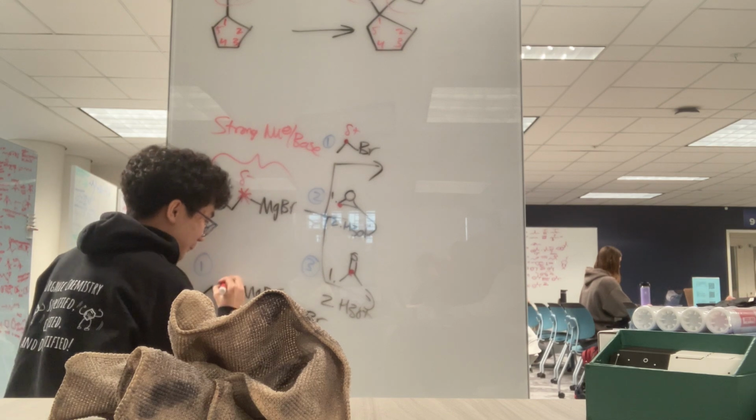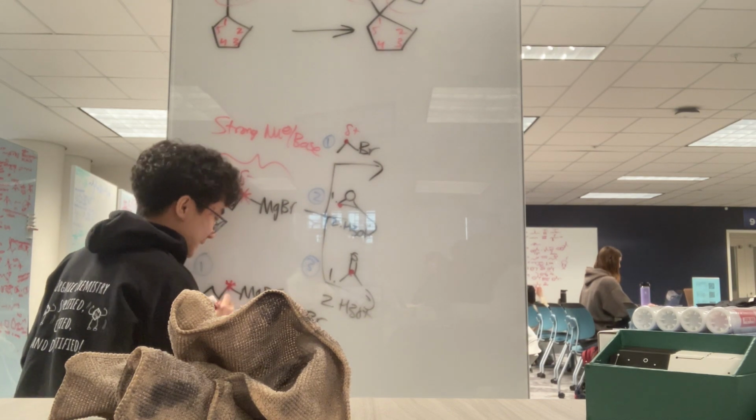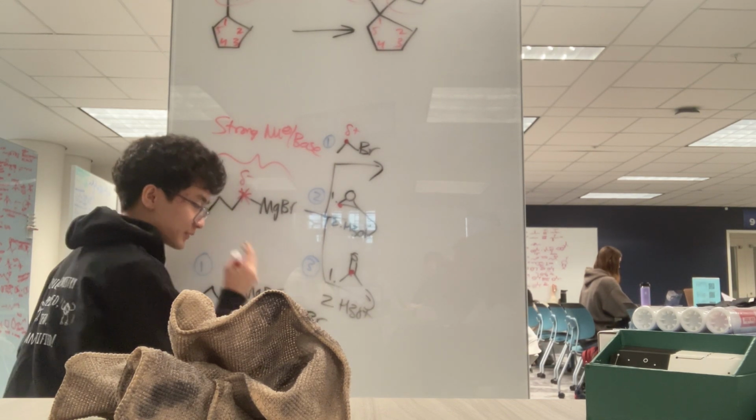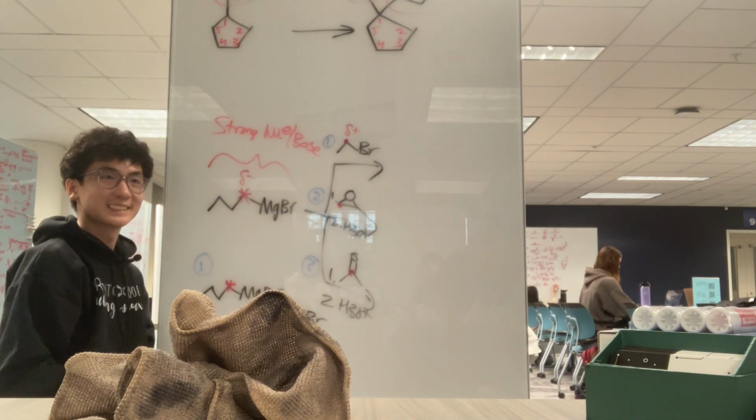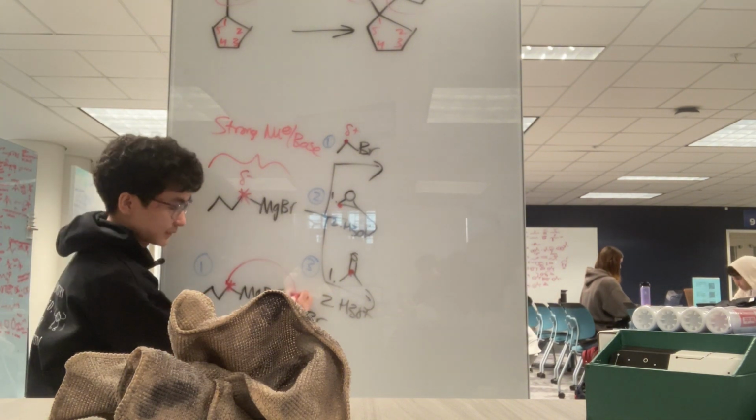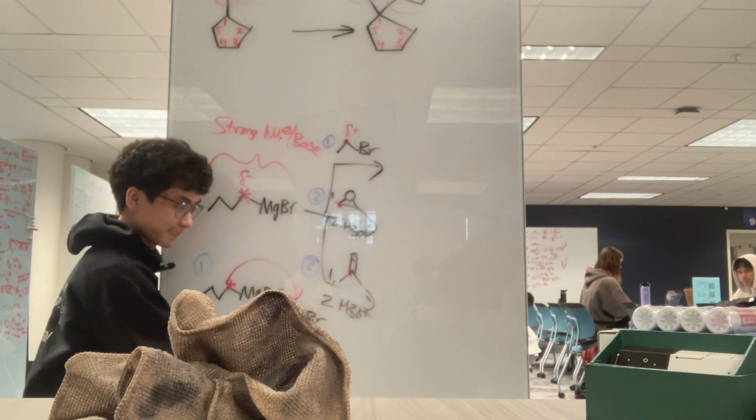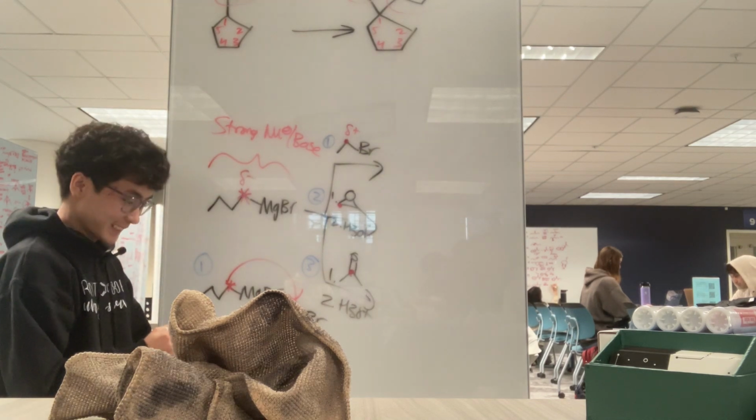Well, what do you guys think it's gonna look like between this star and this dot? This star is the nucleophile, this dot is the electrophile. What's gonna happen between those two molecules? And then the Br. Yes, SN2 reaction.